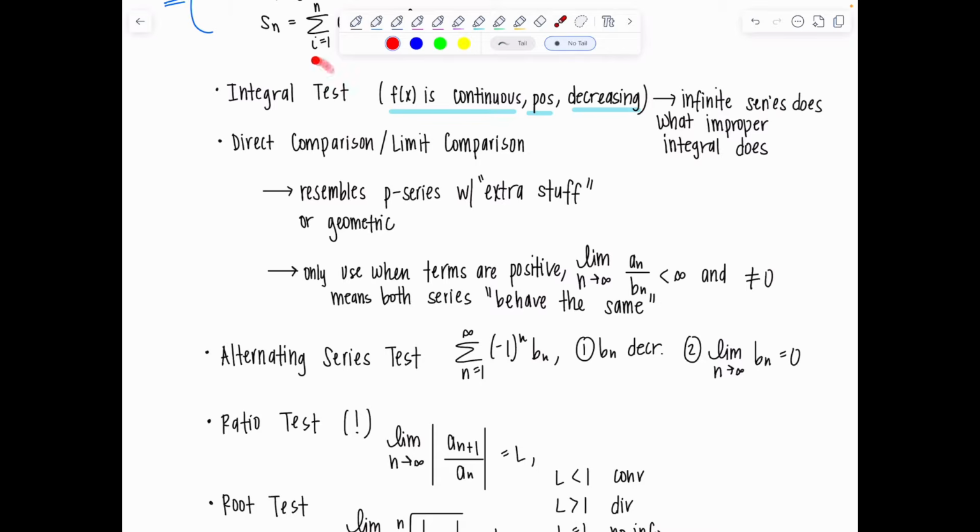Honestly, I don't use this test unless I have to. It's just kind of a lot of work. Integrating isn't always fun, so it's not my default. I don't grab this one unless I'm stuck.